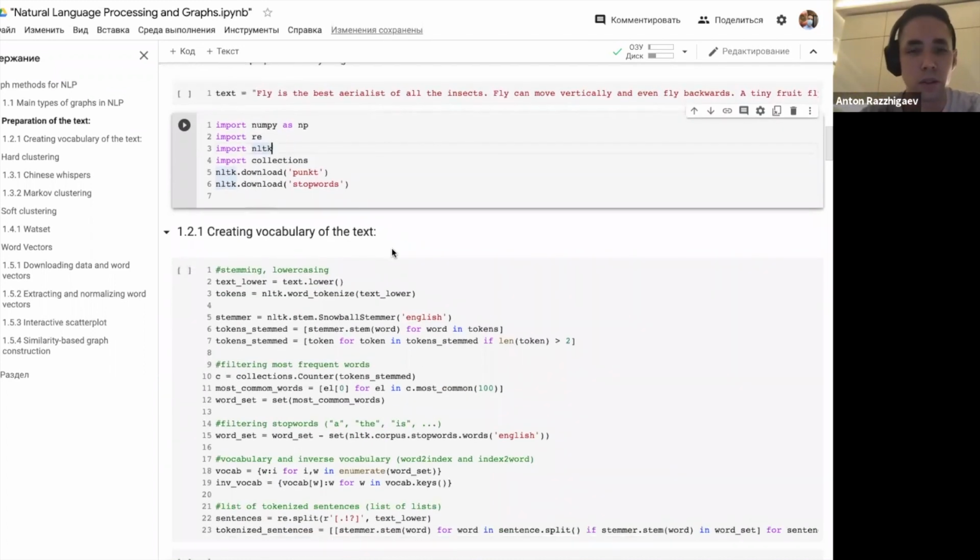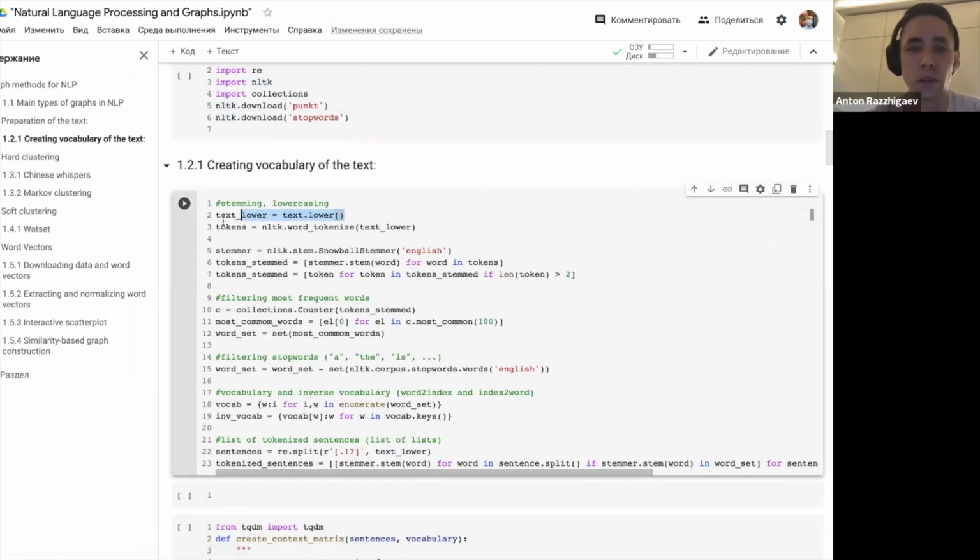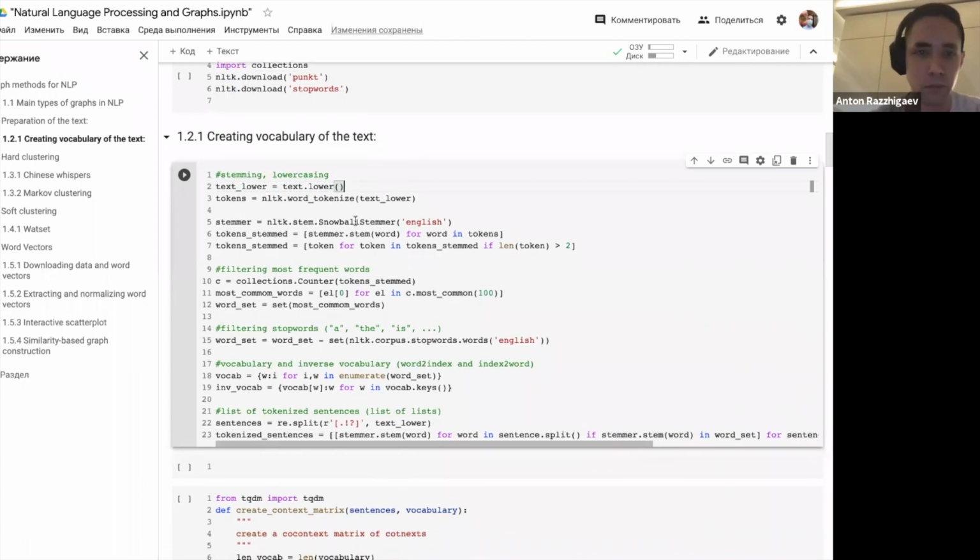To start with, we will pre-process this text to make it appropriate for the further algorithms. We will use regular expressions, NLTK, and collections. First of all, we need to lowercase our text to reduce the number of words and to be sure that the words in the beginning of a sentence and in the center have the same meaning.